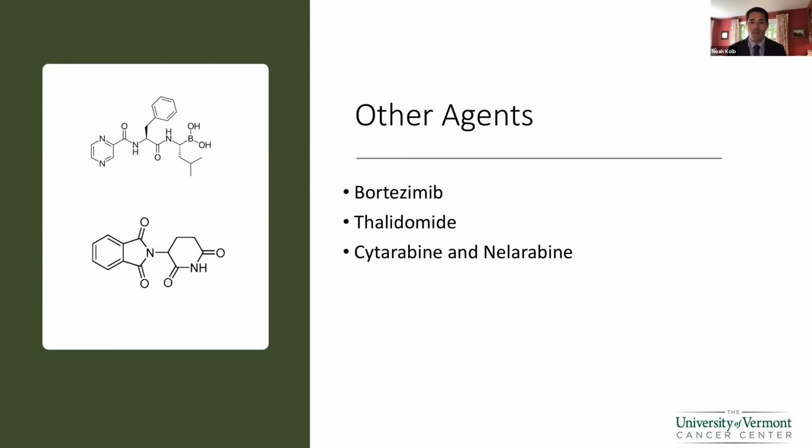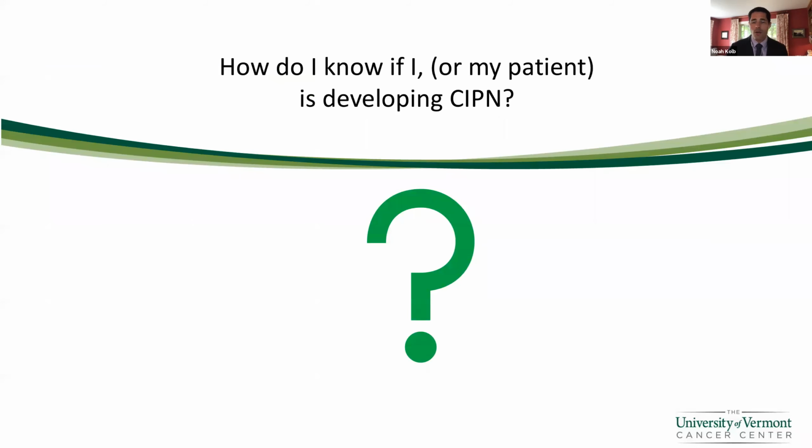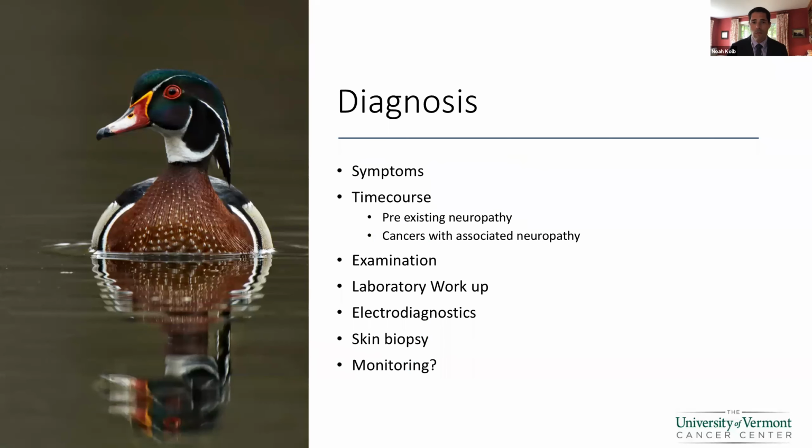Thalidomide is a TNF-alpha inhibitor. About half of patients treated with this develop neuropathy, and those autonomic symptoms like constipation are more common in these patients as well. And then cytarabine and nelarabine, used for leukemia and lymphoma, rarely cause neuropathy, but they can cause a disabling Guillain-Barré type picture as well. So how do I know if I have it, if you're a patient, or if your patient has it, if you're a practitioner?